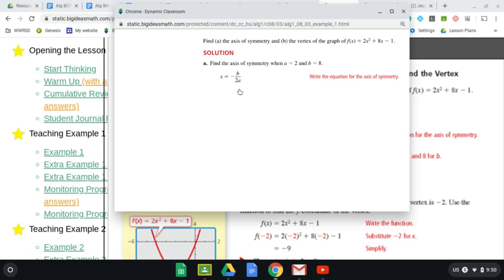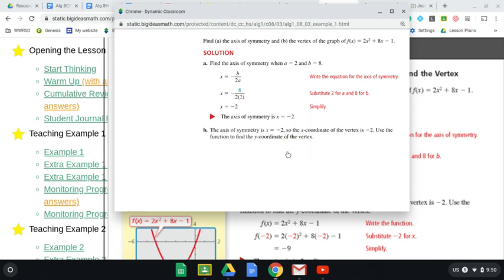Let's plug that into our formula, x equals the opposite of b over 2a. So we're going to have x equals the opposite of 8 over 2 times 2. Let's simplify this. We're going to get negative 8 over 4, which equals negative 2. So therefore, our axis of symmetry is x equals negative 2. And remember that this is the vertical line that cuts our parabola in half. It's going to be cut in half right where x equals negative 2.